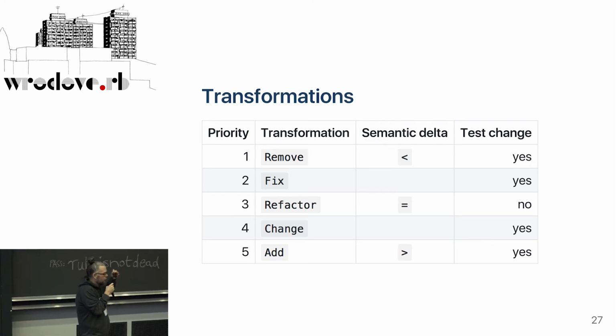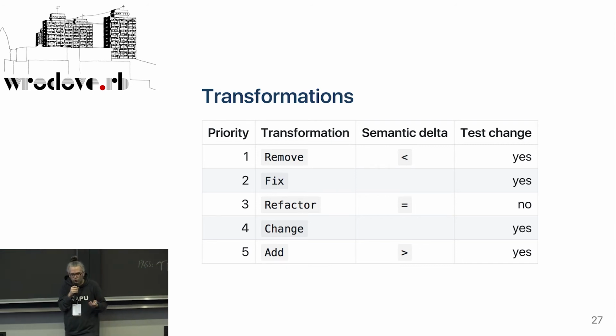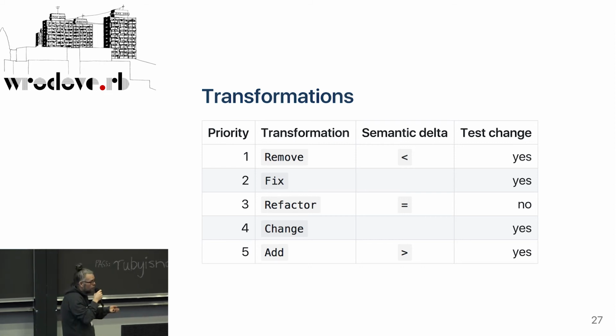The next thing you typically want to apply is fixes, right? Because you want to get fixes merged into your project as soon as possible. The only thing that might be even nicer to do before that is to remove code, because it removes the potential for you to have to do a fix in the first place, right?